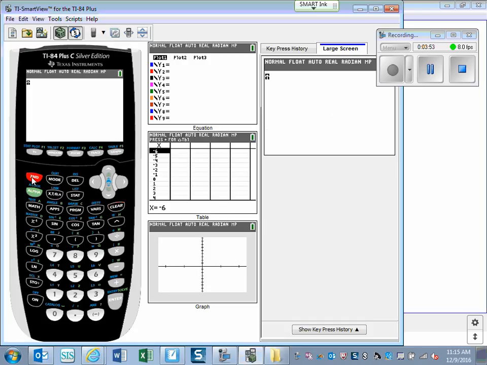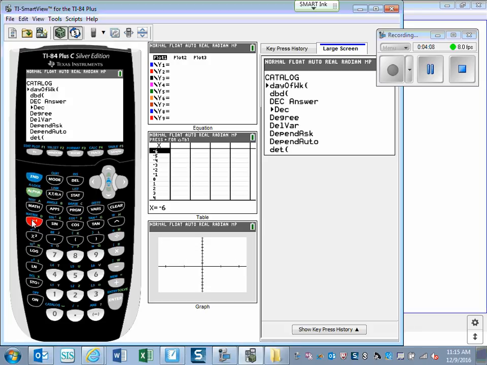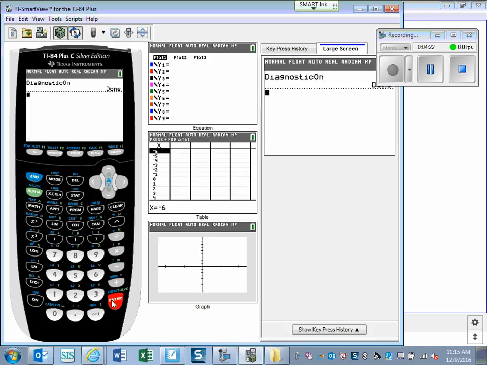So I go to second 0 to get to catalog. Right, and then I need to get to my D's. You can scroll down, but that's a lot of scrolling. So you go alpha D. And for some reason, this doesn't ever work for me the first time, the second time works. Then you scroll a little more down to get to diagnostics on. You press enter when you're on diagnostics on, and enter again to make sure that it's done. See, done. Okay, so now we are ready to estimate.